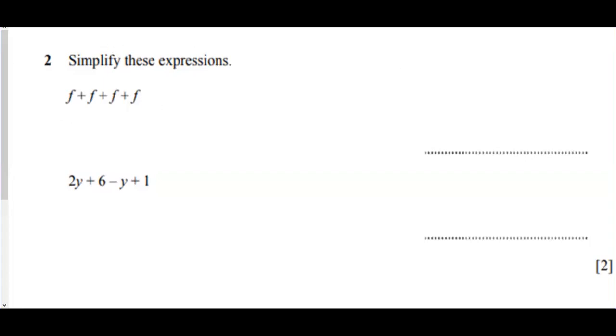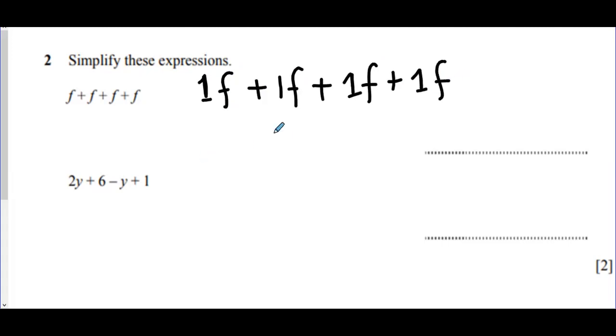So the number before the letter f is 1, so go ahead writing the number. The number before a letter is 1f. So in short, you have 1f plus 1f plus 1f plus 1f. Now, students, tell me, what is 1 plus 1 plus 1 plus 1?